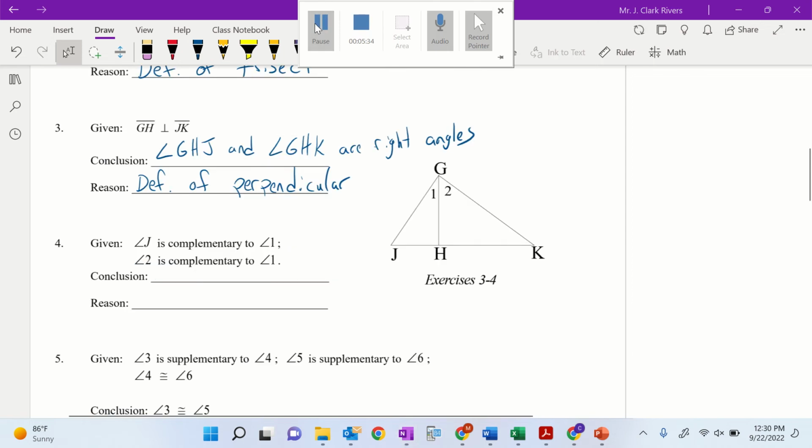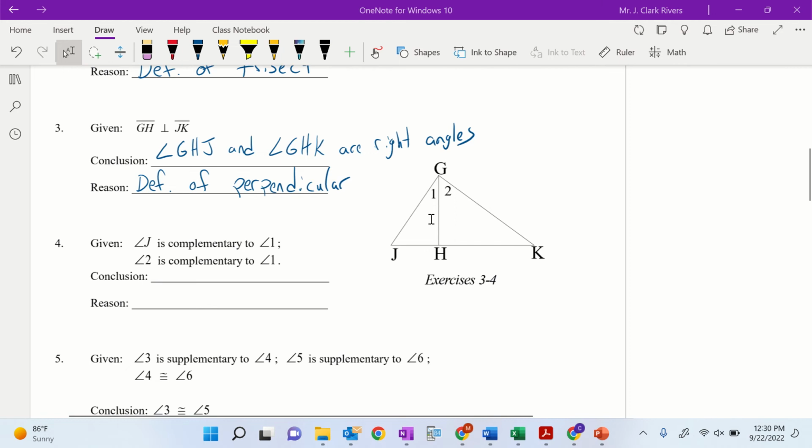All right, this next one, we actually don't even need the figure for this. So pretend the figure is not there. Angle J is complementary to angle 1, and angle 2 is also complementary to angle 1. So when two angles are complementary to the same angle, that means those two angles must be congruent. So our conclusion is angle J is congruent to angle 2.